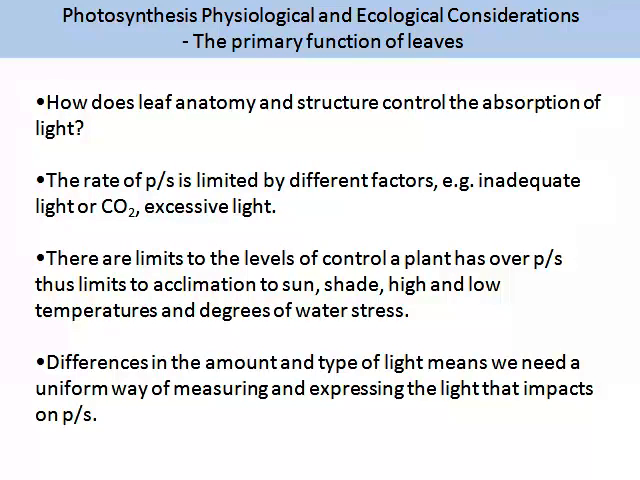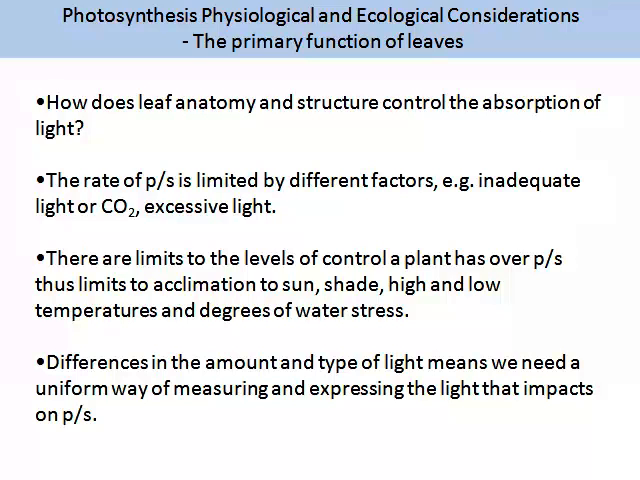So let's look at some of the primary functions of leaves. How does the leaf anatomy and structure control the absorption of light? The rate of photosynthesis is limited by different factors, for example, inadequate light or carbon dioxide, or excessive light. There are limits on the levels of control a plant has over photosynthesis, thus limits to acclimation to sun, shade, high and low temperatures and degrees of water stress.